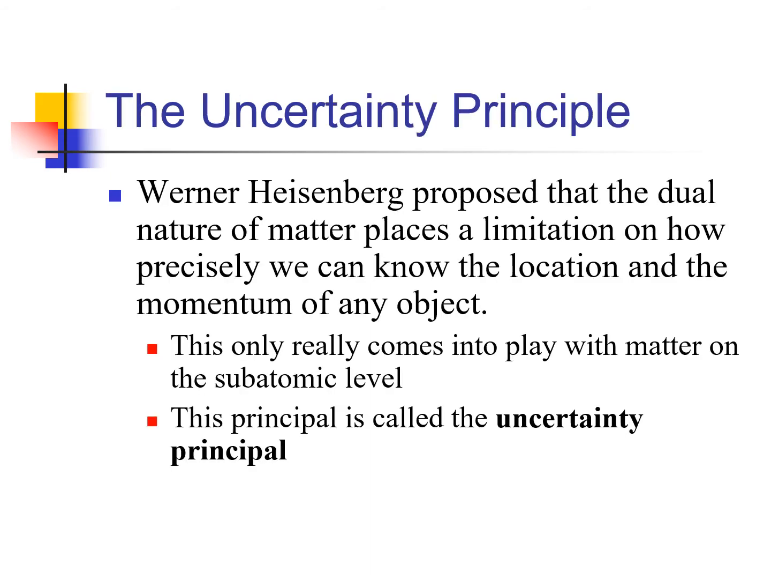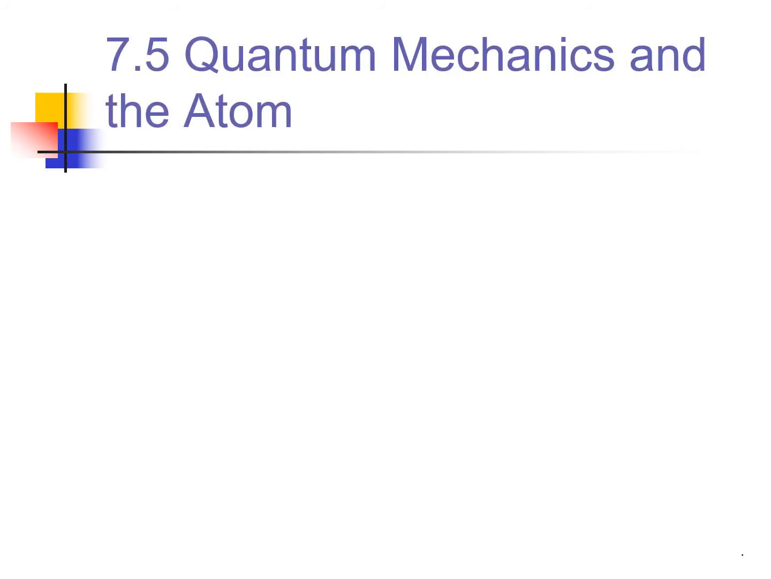Likewise, kind of weird stuff here, the uncertainty principle. Werner Heisenberg proposed that the dual nature of matter places limitations on how precisely we can know the location and momentum. This is called the uncertainty principle. Basically what it means is the more we know about where an object is, the less we know about its momentum. That means its mass and velocity. We can either know a very small amount about both, or we can know a lot about one and almost nothing about the other. That's just how that goes.